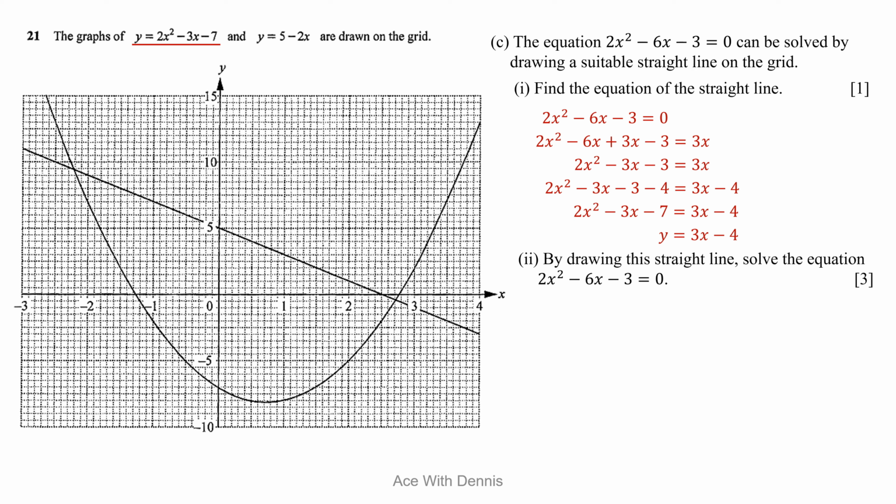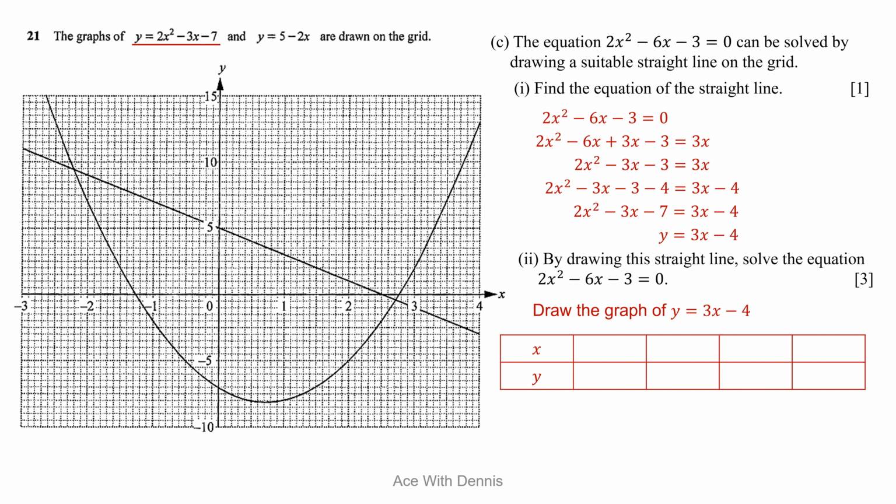Alright, now part 2. By drawing this straight line, solve the equation 2x squared minus 6x minus 3 equal to 0. 3 marks. So, to answer this question, we draw the graph of y equals 3x minus 4. So let's build a table with the x and the y value. We can choose the x as negative 2 and calculate the y value, we'll get negative 10.